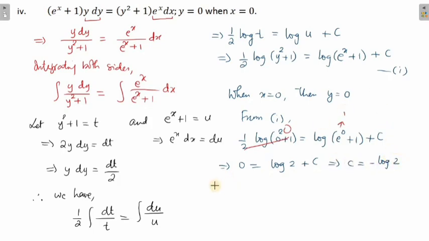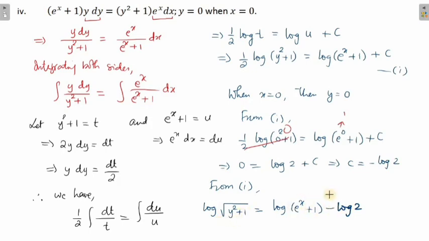So from equation 1, if you bring the half inside the log, this goes to the power, so it becomes whole to the power half, and all of you know that to the power half is the square root. So from 1 we get log of square root of y square plus 1 is equal to log of e to the power x plus 1, minus log 2. Now apply log a minus log b, which is log a by b.